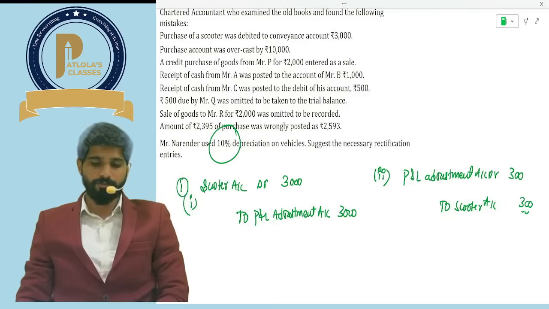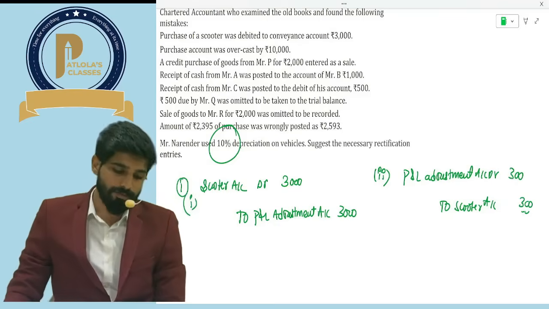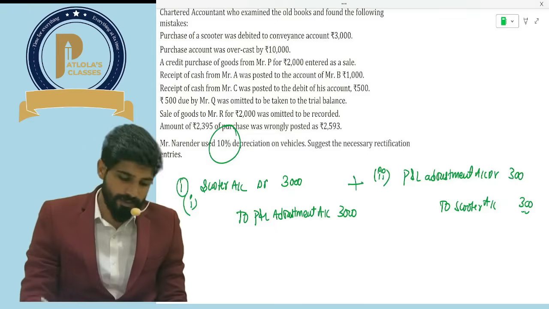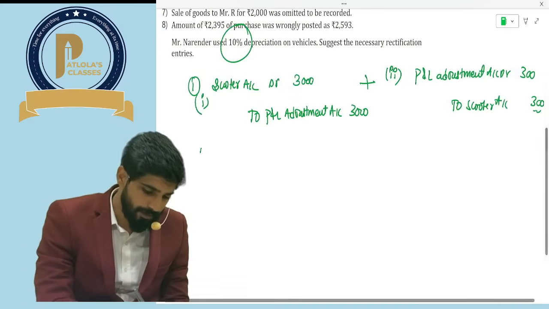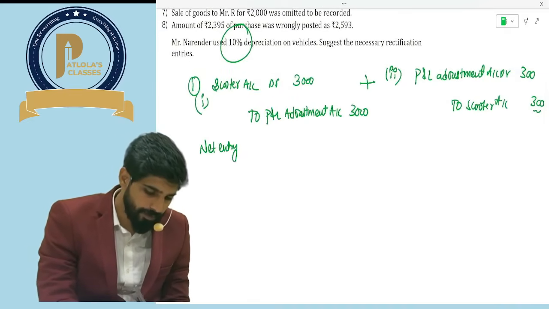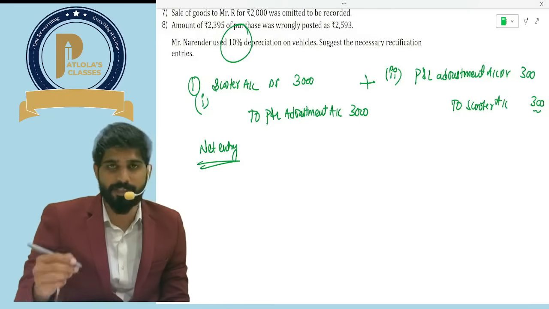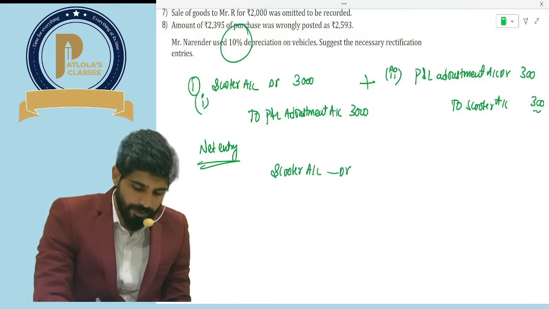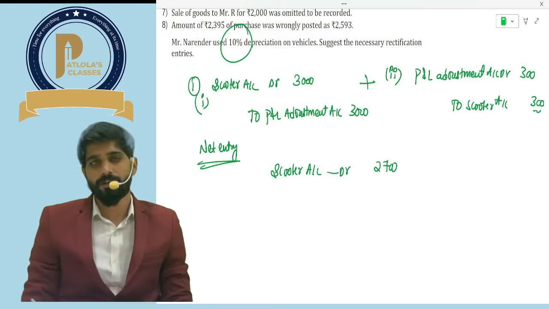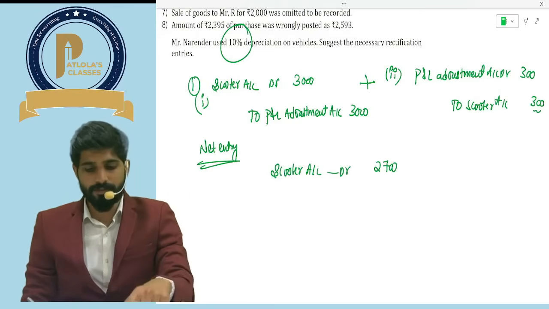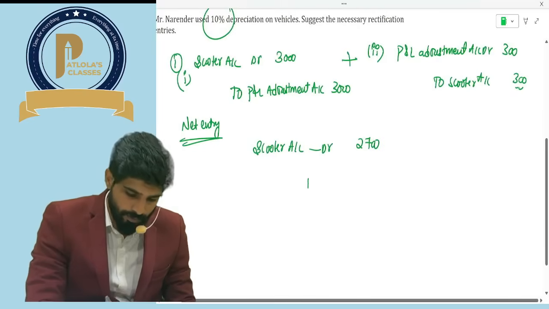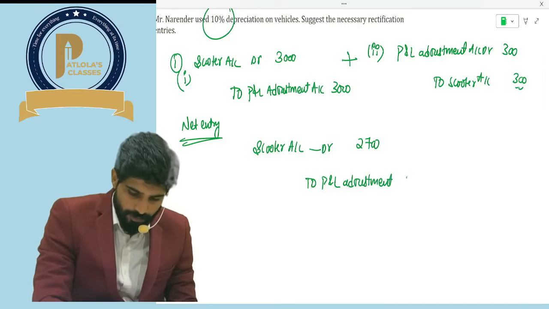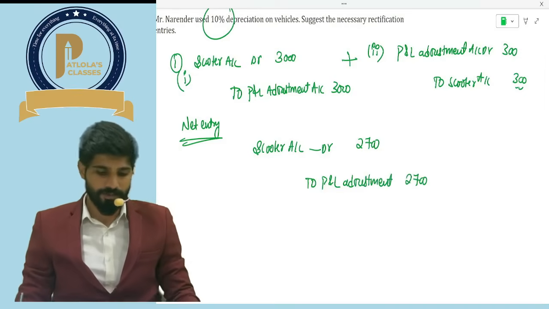300. Okay. We have passed two entries, but what the study material has done is they have combined both the entries and written the net entry. What should be the net entry? Scooter here is debited by 3000, here credited by 300. It should be net of scooter account shall be debited by 2700. Next, P&L adjustment credited here by 3000, debited there by 300. To P&L adjustment, net will be 2700.